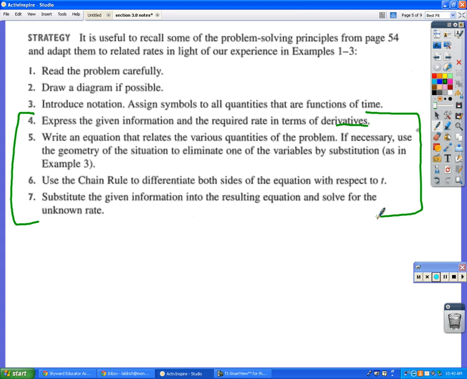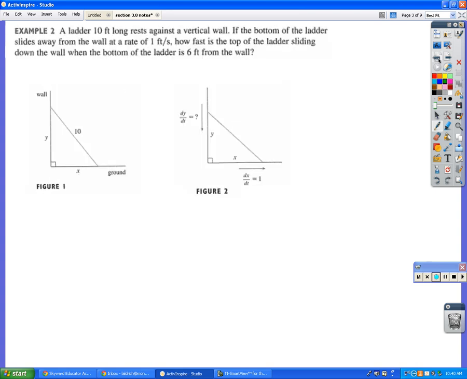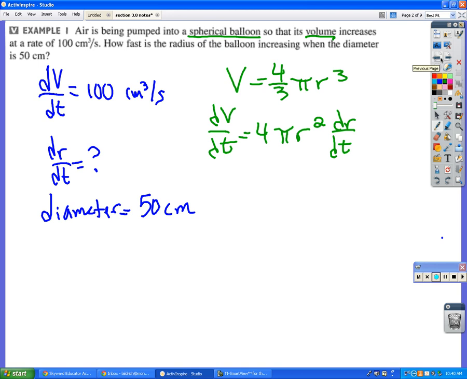Right, so we did number 6. We started with this, and so I just did dr because of the chain rule, and then over dt. You don't just randomly do it. Okay, all right, so now we plug in the stuff that we know and we solve. So what's dV/dt? 100. That equals 4 pi times the radius squared. What's the radius? 25 times dr/dt. Okay?